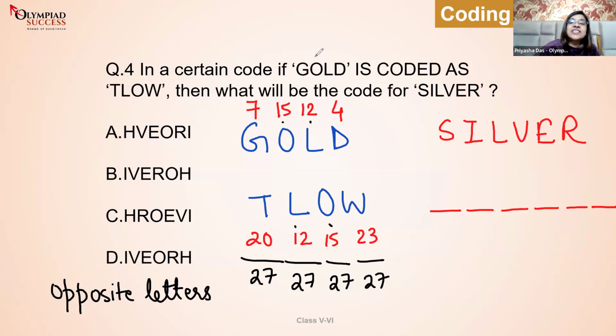Similarly, if G is the 7th letter from the left, then T is the 7th letter from the right. O is the 15th letter from the left, and L is the 15th letter from the right. So if we follow the same logic, can anyone tell me the answer now? Shiven has given me the answer. What about others? Try. S comes right before T. So if T is 20, then S will be 19. Very good.